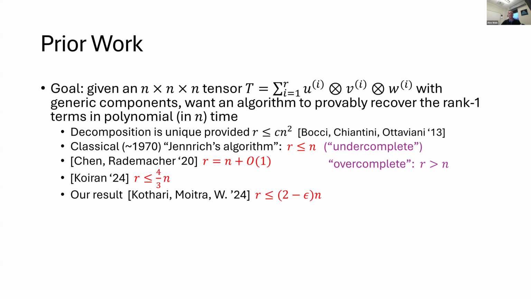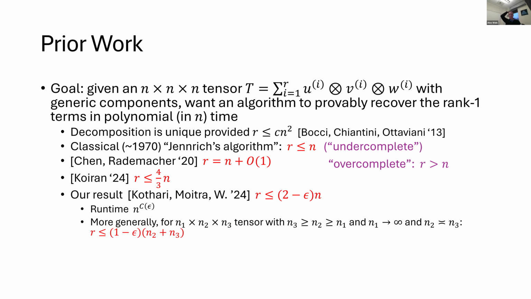And our result is trying to kind of push this to the limit. So what we get is the rank can be essentially 2 times n, or rather, 2 minus epsilon times n, where the runtime will depend badly on epsilon, but polynomially in n. More generally, for tensors that are not square, the result is really instead of 2n, it's more like the sum of the two larger dimensions.